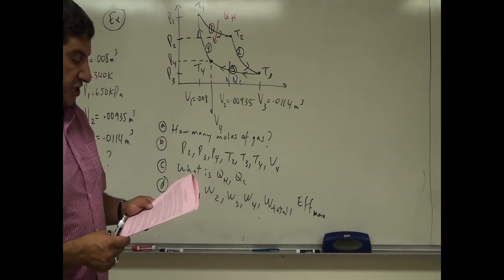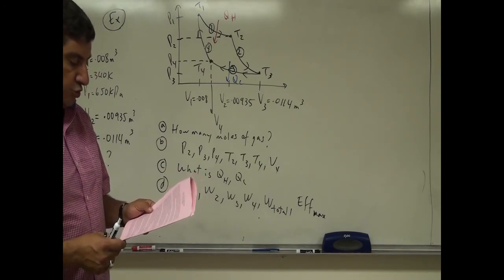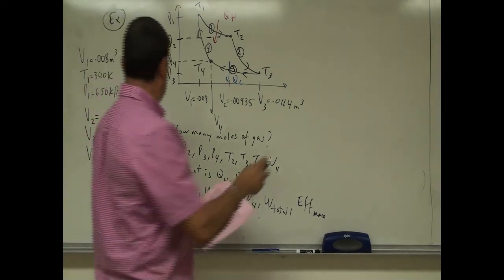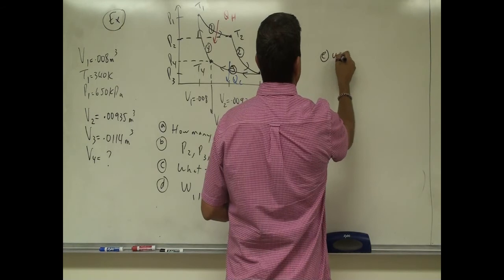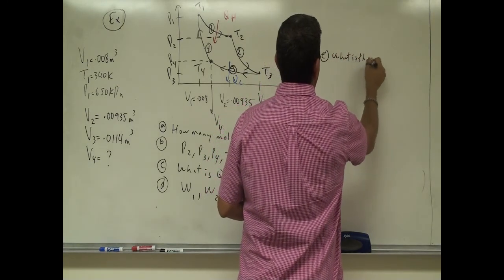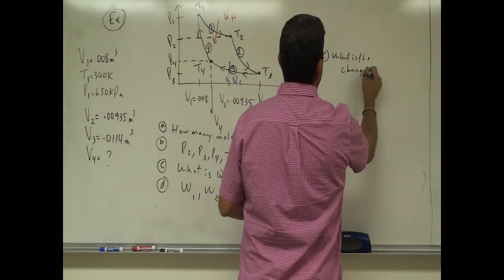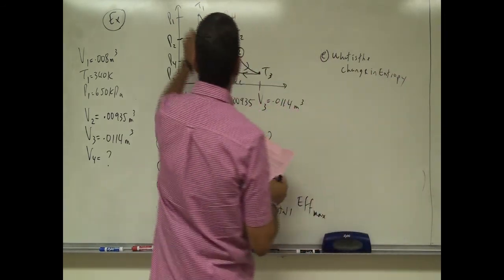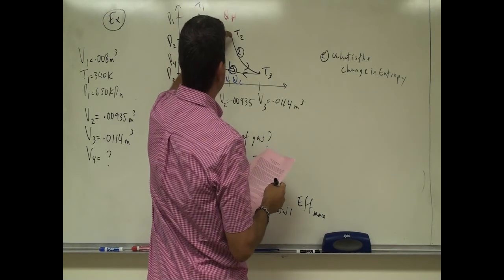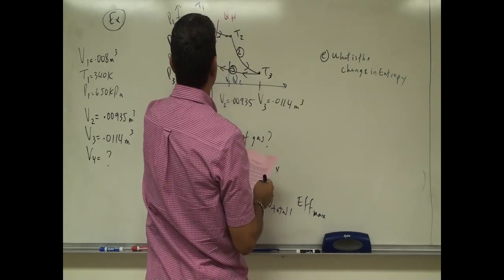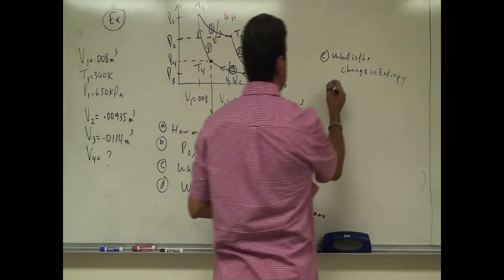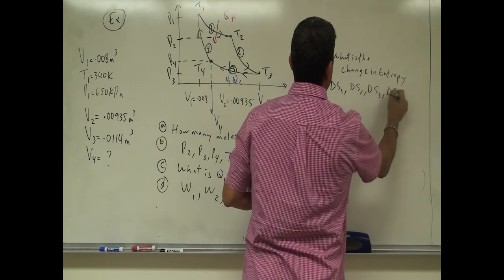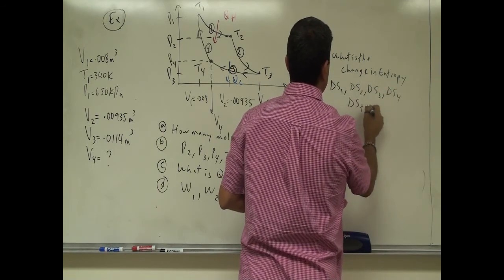Question E says, what is the change in entropy from state 1 to 2, 2 to 3, 3 to 4, and 4 to 1, and the total change in entropy? Okay, E. What is the change in entropy? So from stage 1 to 2, stage 2 to 3, stage 3 to 4, stage 4 back to 1, right? So delta S1, delta S2, delta S3, delta S4, and then delta S total.